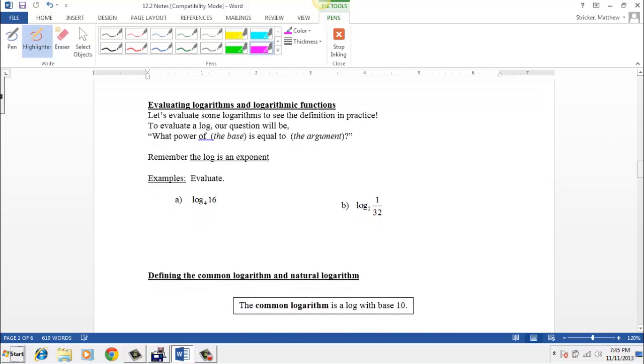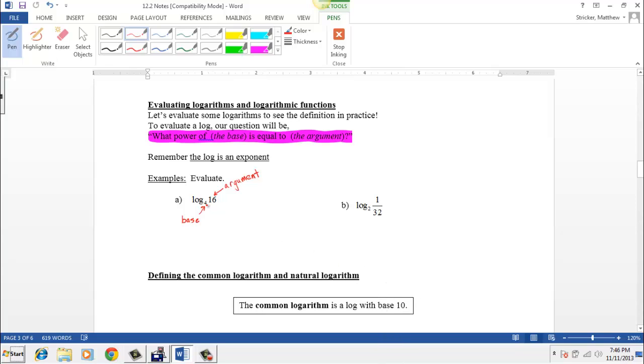So we can actually use this idea to help us evaluate logs and logarithmic functions. Again, it's that concept: what power of the base is equal to the argument? Let me just remind us of where these parts are. Remember, this is our base, and then the 16 is our argument. The argument is always the number that we're taking the log of. So this would read log base 4 of 16.